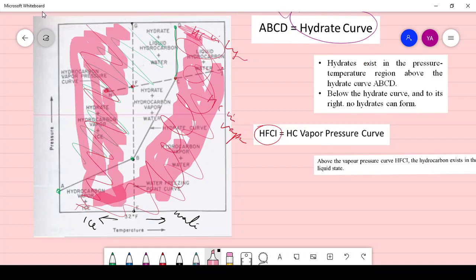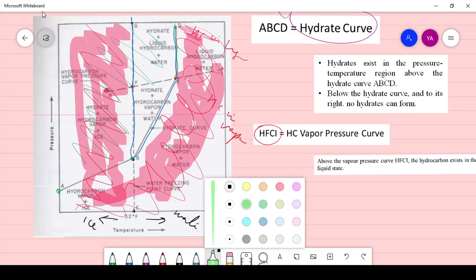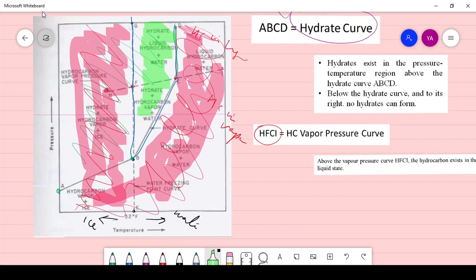So overall we have only one option here, this one. This one is the very common region where the hydrates will form. If I put the green color on it, this is the region where hydrate is normally formed.